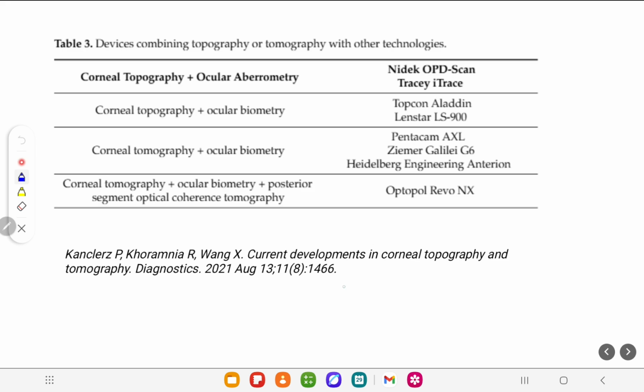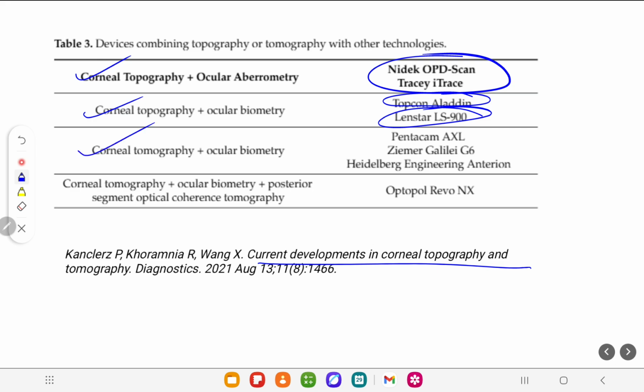Okay? And again, from the same paper, I find this, which I think I have to put. Corneal topography and ocular aberrometry mixed is called NIDEK OPD-Scan and Tracey iTrace. And corneal topography and ocular biometry used is Topcon Aladdin and Lenstar LS 900. And corneal tomography, just remember this word, it's not written topography, it's written tomography, which basically means Scheimpflug based. So Pentacam AXL, Ziemer Galilei G6 and Heidelberg Anterion.